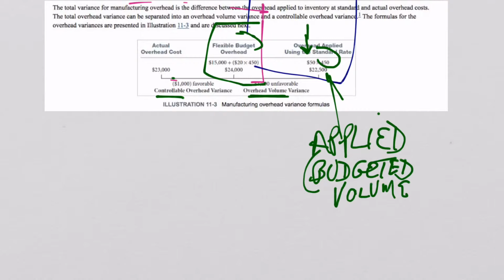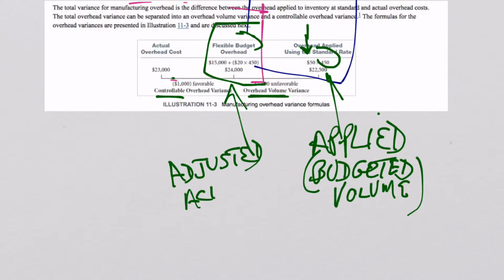And what it's doing is comparing that applied amount of overhead to the flexible budget, which is still at the same real actual volume, just like the application of original overhead is at the actual volume, but now it's adjusting the flexible budget for the real volume. So this is an adjusted flexible budget. Go back to chapter 10 if you need to read about it, but the flexible budget is adjusted for the actual volume.